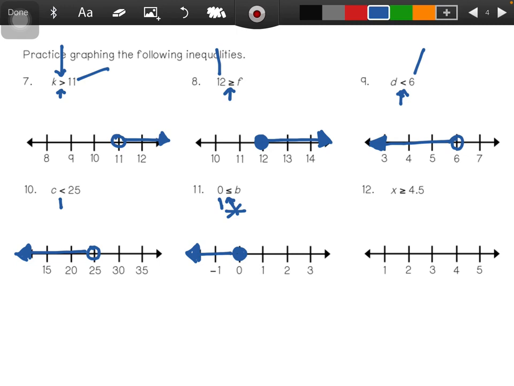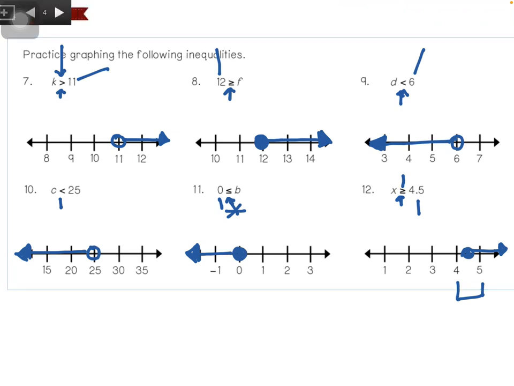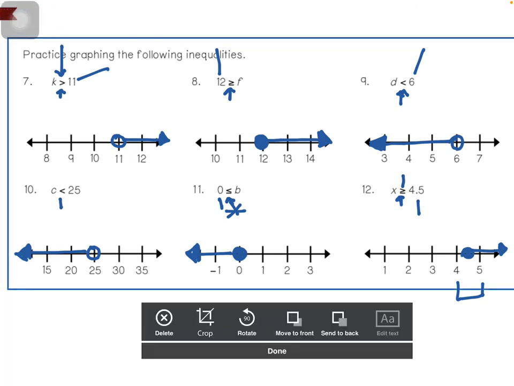Okay, last one. Starting at 4.5. Well, I don't have 4.5 on my graph, so I need to understand that 4.5 is between 4 and 5. Okay, so that's where my dot's going to go. I have a greater than sign, so my arrow is going to the right. And I have an equal to sign, so my dot should be completely filled in.